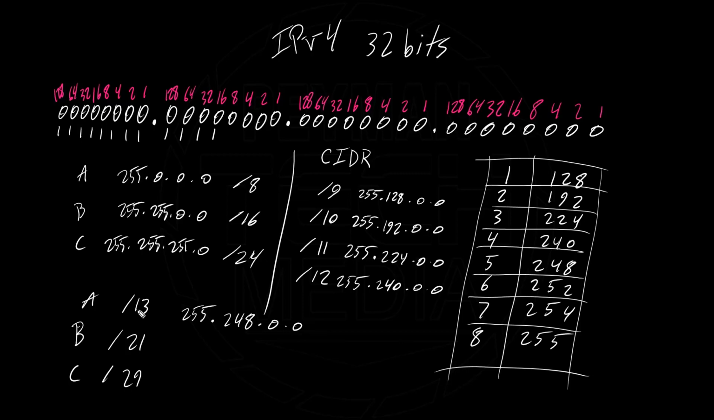248.0.0. Why? Because let's count. So this is 1, 2, 3, 4, 5, 6, 7, 8, 9, 10, 11, 12, 13. This is our cut line.